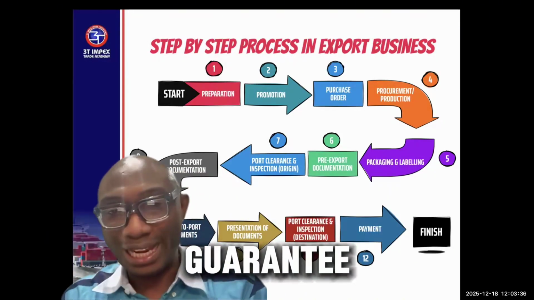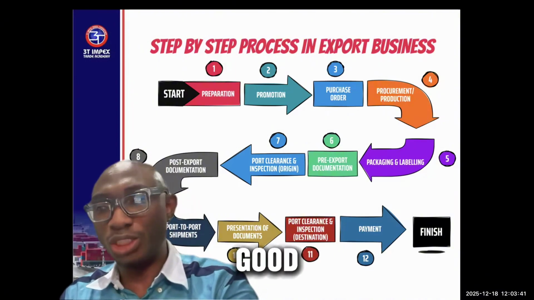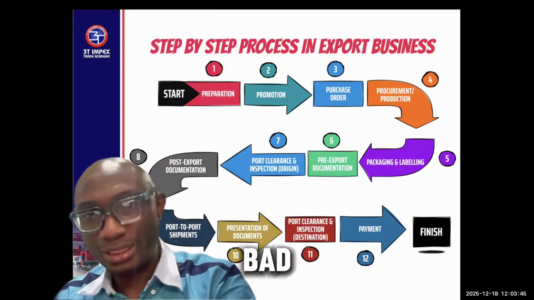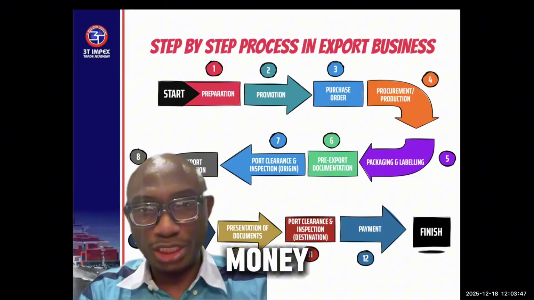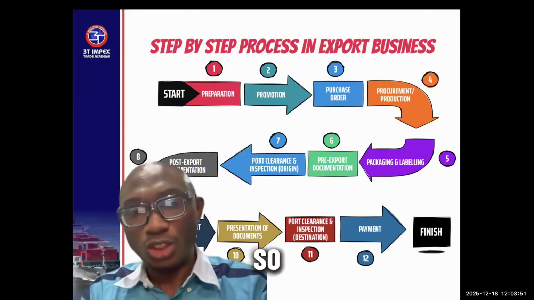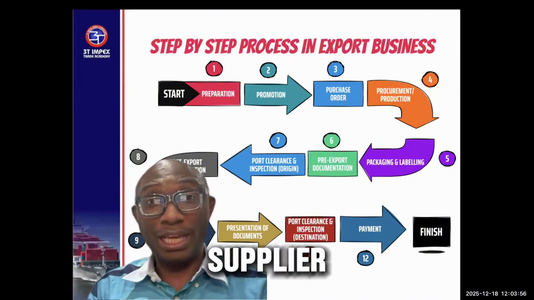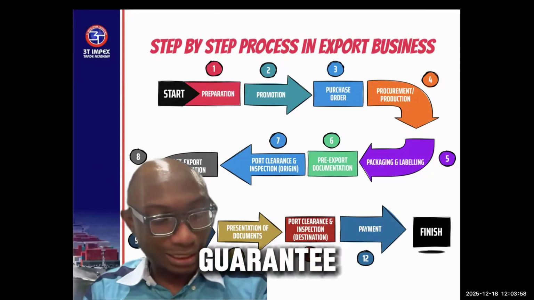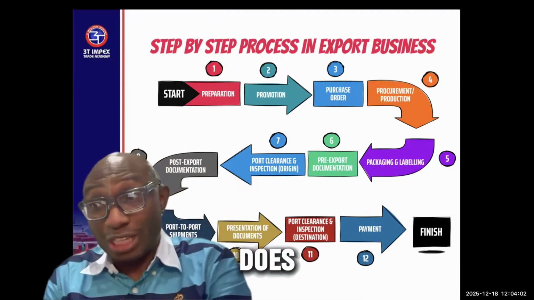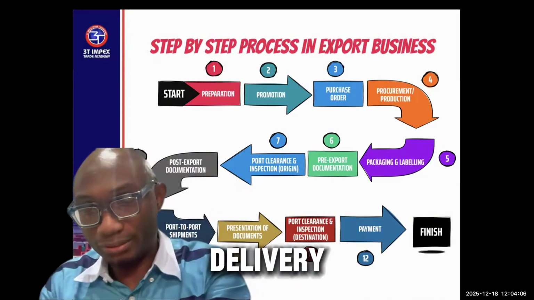The idea of a guarantee is to ensure that if for any reason the good is not delivered, or if for any reason the quality of the good is bad, you can recover the money you have given them, the cost you have incurred. So you can use a payment guarantee if the supplier has money to deliver, to guarantee his payment. You can use an advance payment guarantee if the supplier does not have money but can deliver, and you need to give him money to be able to do the delivery.